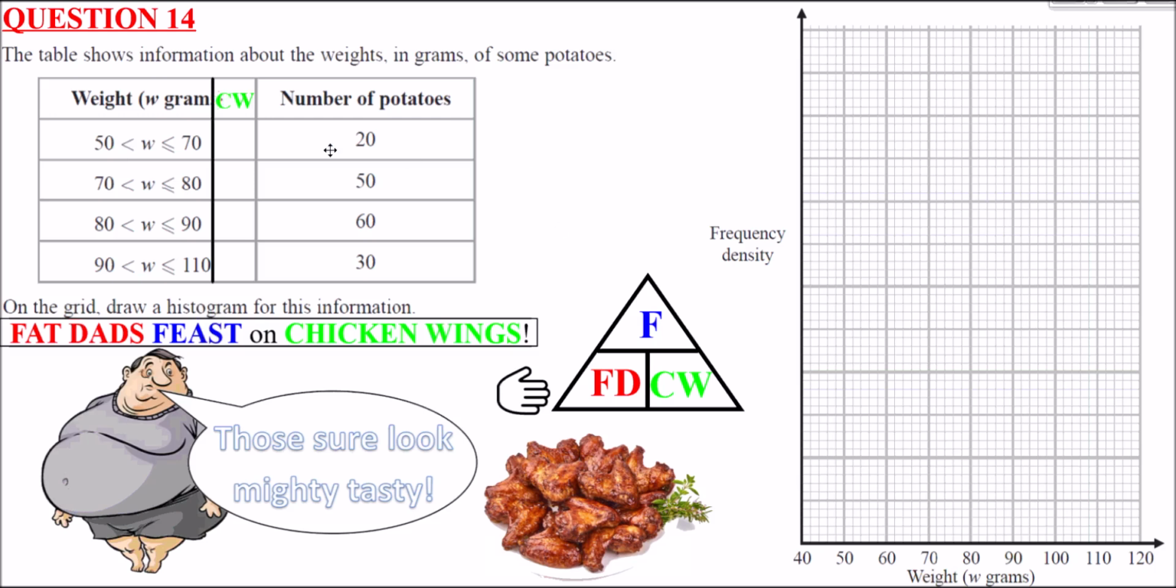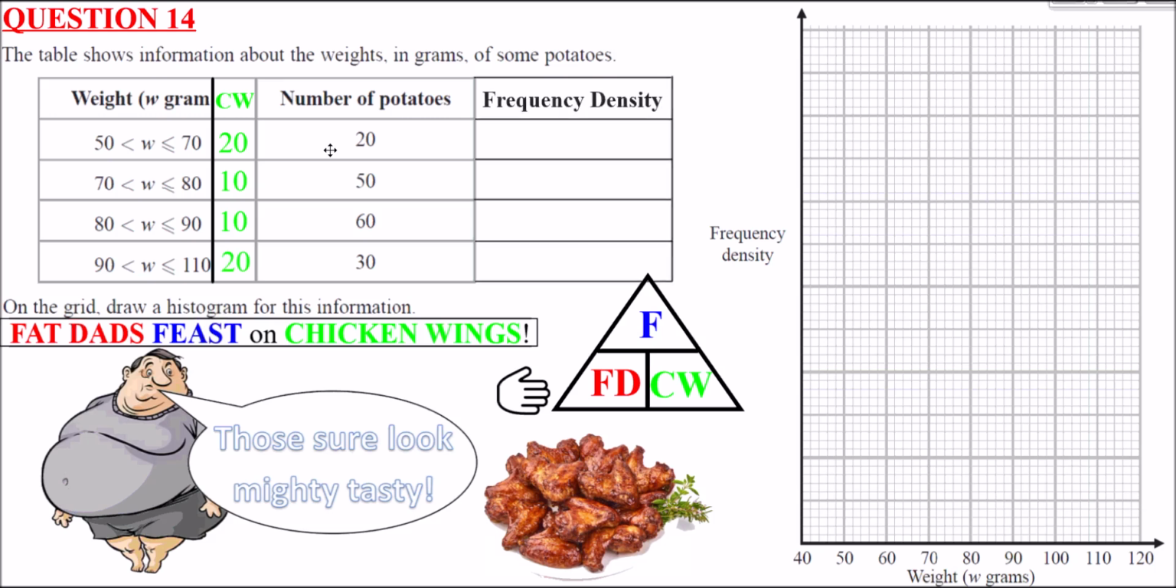If I just add in a little column here for class widths, the first one would be 20. The next one from 70 to 80 is a width of 10. From 80 to 90 again is a width of 10. But then from 90 up to 110, that's a width of 20. We can now work out the frequency densities by taking each frequency and dividing it by the class width.